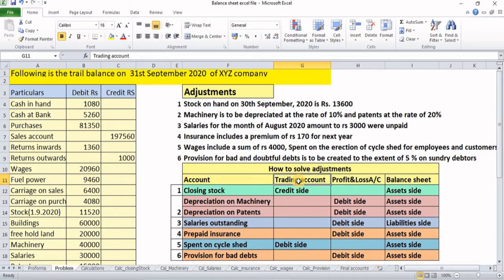Now we will discuss the adjustments one by one. Our first adjustment is stock on hand on 30th September 2020 is rupees 13,600.